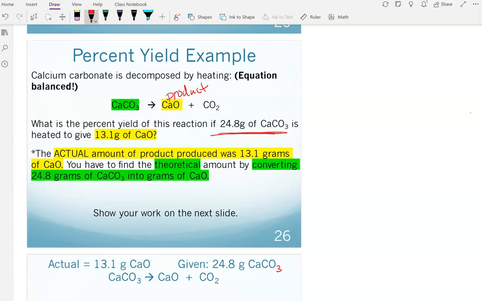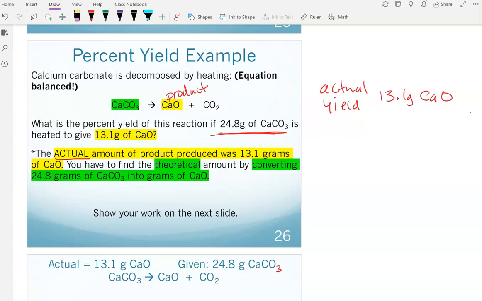So the actual yield is 13.1 grams of CaO, calcium oxide, because I have to tell you that information, and that is one of the products, as you can see in the equation here. So that has to be the actual yield. I have to tell you how much was actually made. Then we have to calculate the theoretical yield by doing a picket fence.